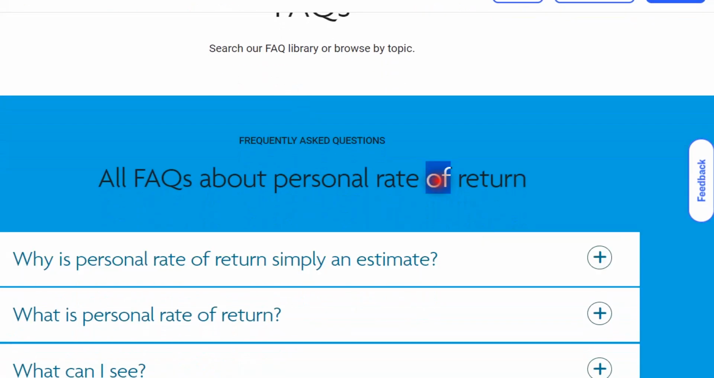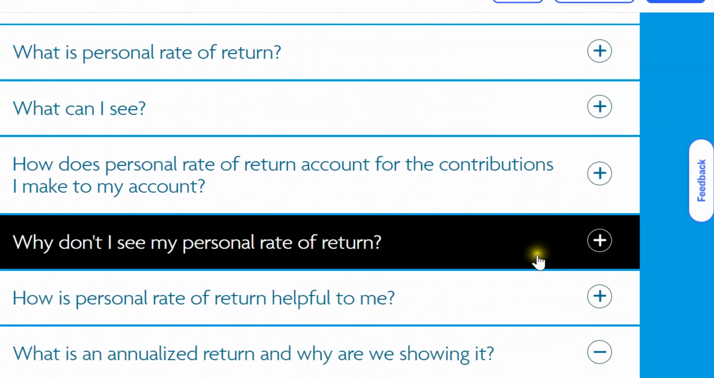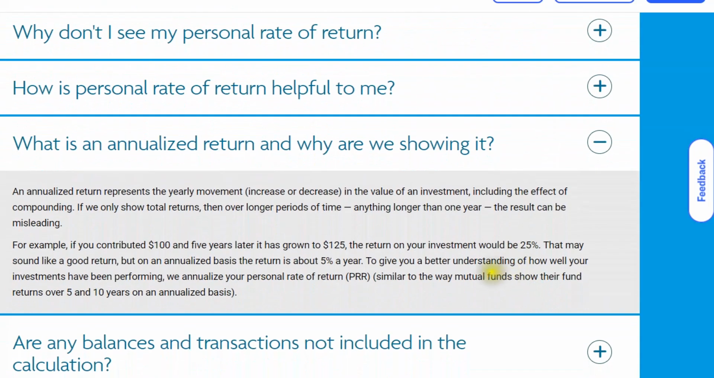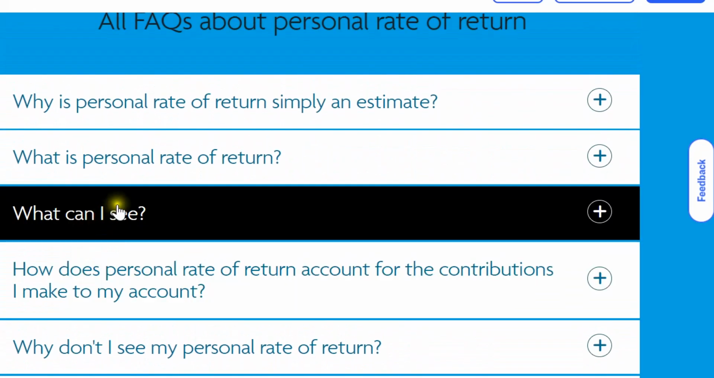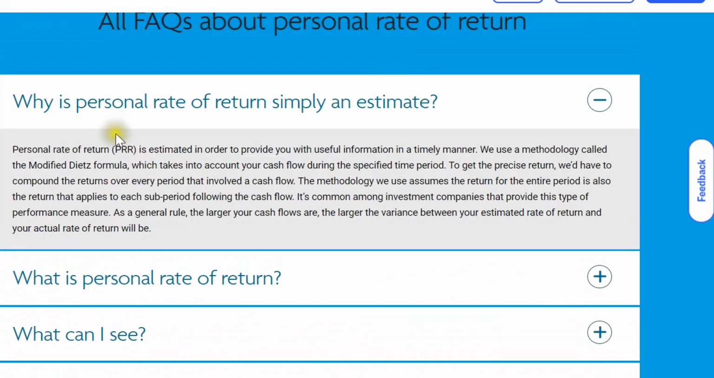Here's an example that I don't necessarily love, but it does help to start painting the picture. The reality is a little bit more complicated. So they say if you contributed $100 and 5 years later you had $125, that's a return of 25%, or a cumulative return of 25%. So that sounds pretty good, but if you annualize it, it's really more like 5% per year. Now, the actual number is probably not exactly 5%. It just depends on the timing and everything. We're going to get into some of those complications, but not too deeply, a little bit later.